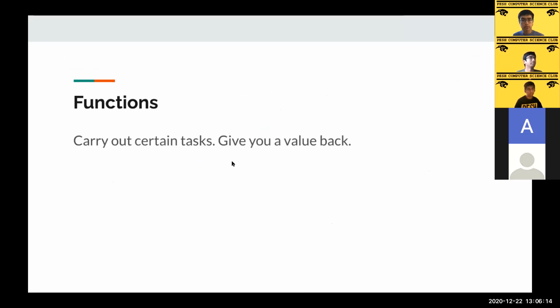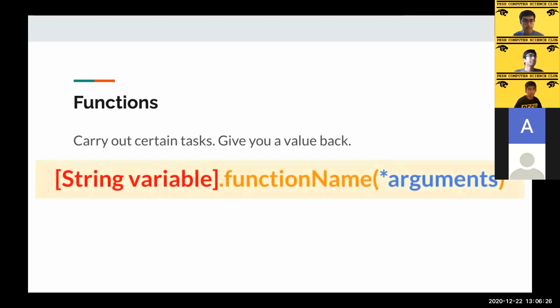You don't have to worry too much about functions, because we'll be writing our own functions tomorrow and covering it in depth. But for now, all you have to know is that functions carry out certain tasks and they give you a value back. So here's an example. Here's the format that you would use to call string functions. First, you'd have the string variable name, then the dot over here, the function name, and then you pass in whatever you want inside. And these are called arguments.